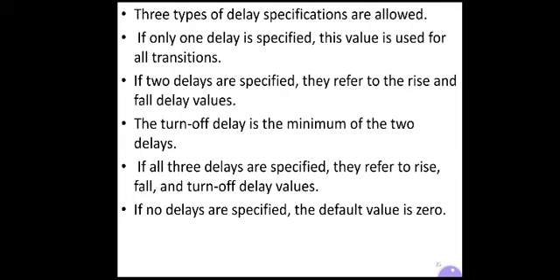If you are specifying two values, then the rise delay is specified and the fall delay is specified, and the turn off delay is not specified here. So what will be the turn off delay here? It will be whichever is the minimum out of the rise delay and fall delay. If you specify all three values, then the first one is referred to as the rise delay, followed by the fall delay, and the last is the turn off delay value. So like this the delays are specified.